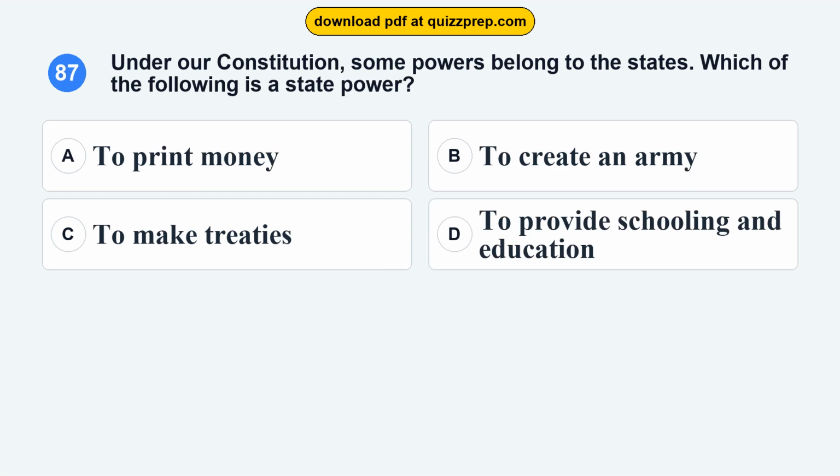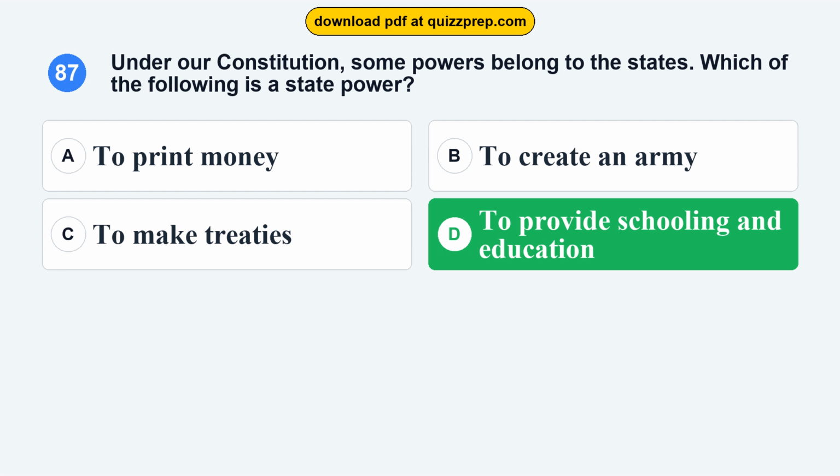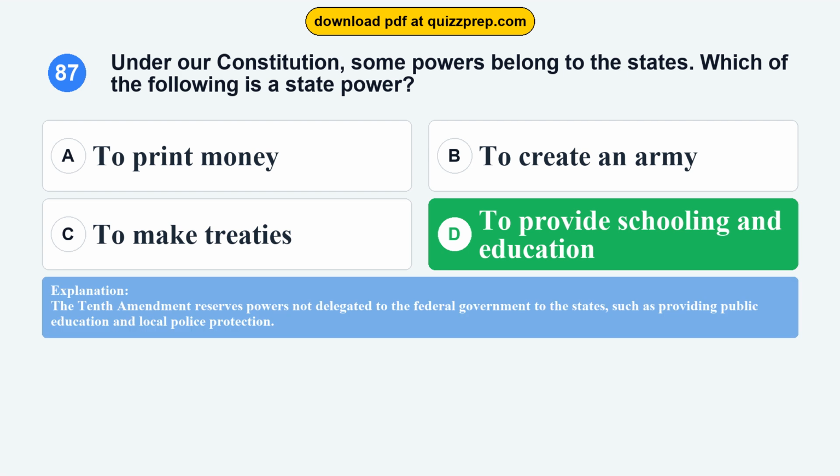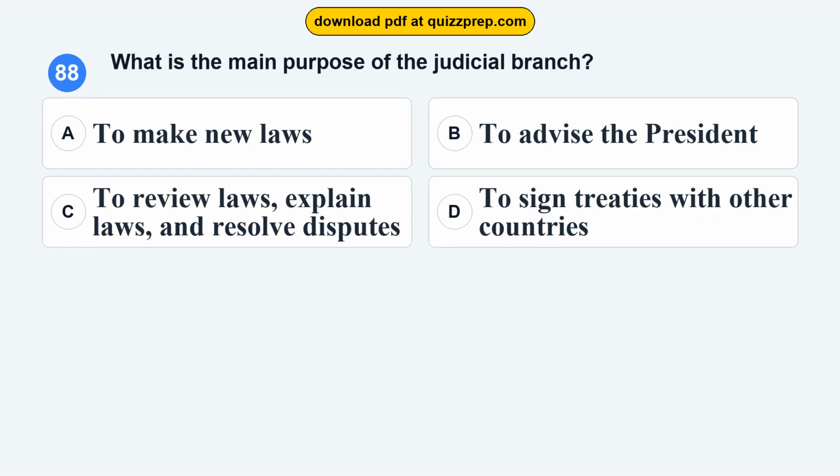Question 87. Under our Constitution, some powers belong to the states. Which of the following is a state power? Option A. To print money. Option B. To create an army. Option C. To make treaties. Option D. To provide schooling and education. The correct answer is option D. To provide schooling and education. The 10th Amendment reserves powers not delegated to the federal government to the states, such as providing public education and local police protection.